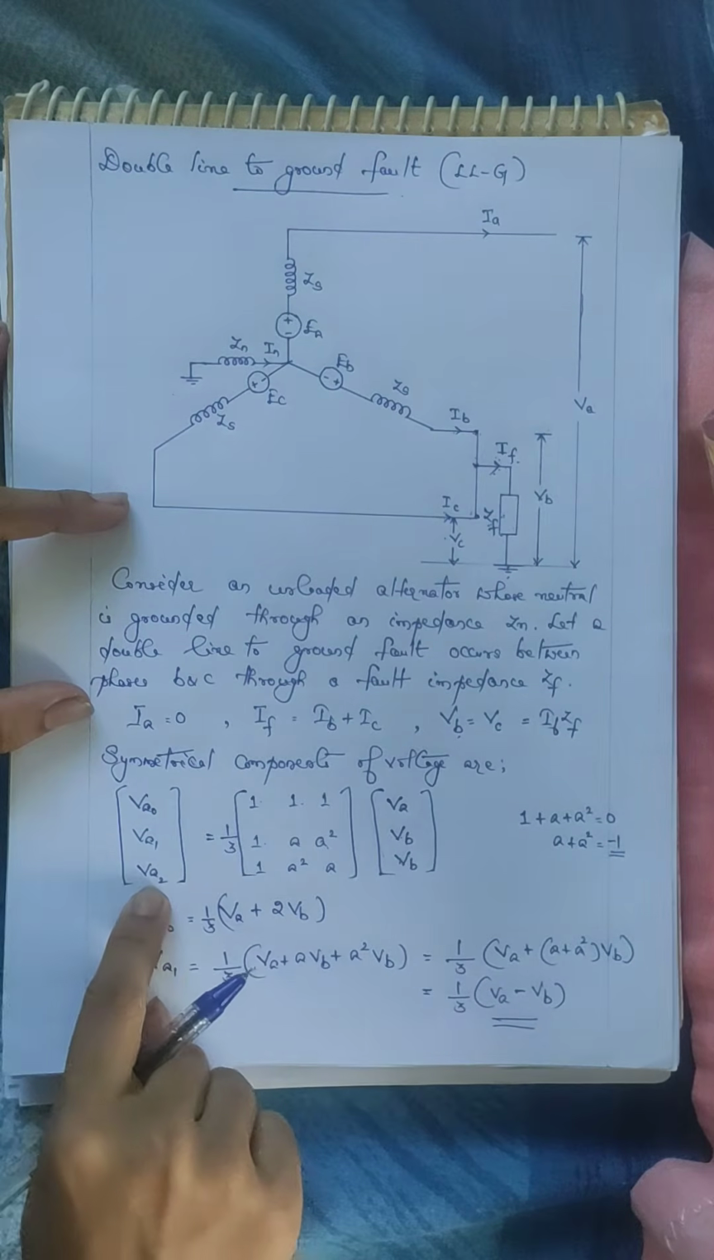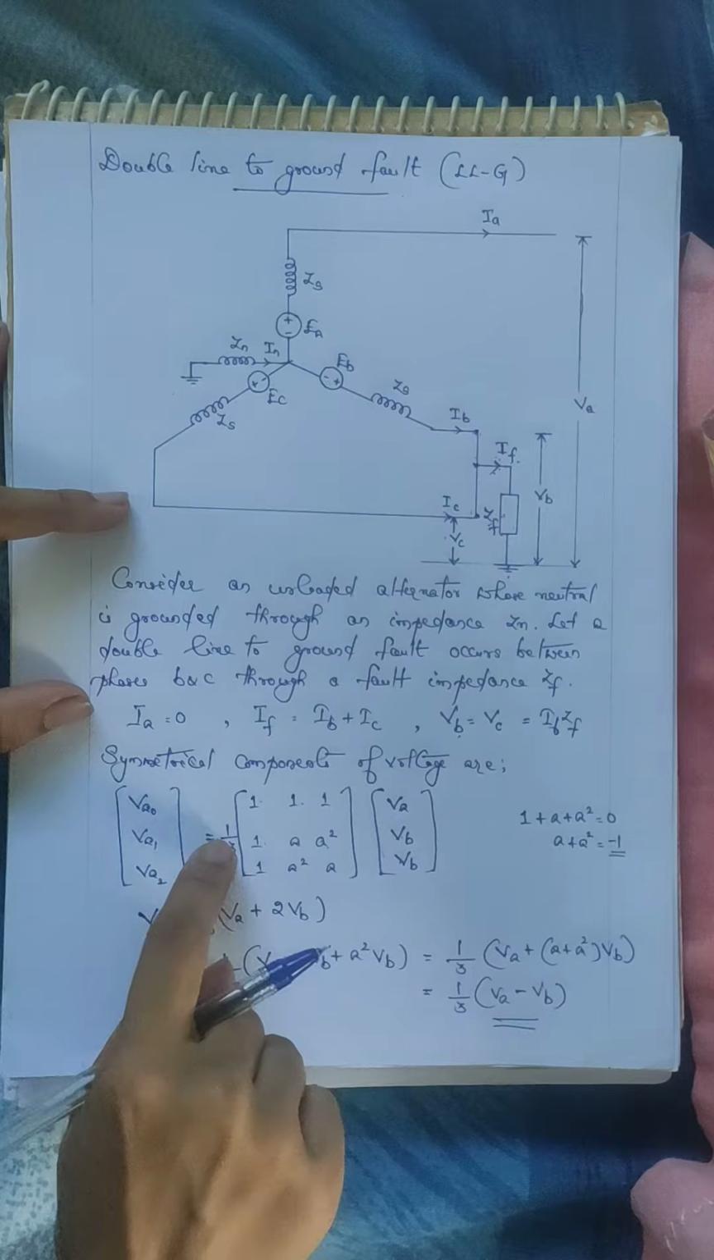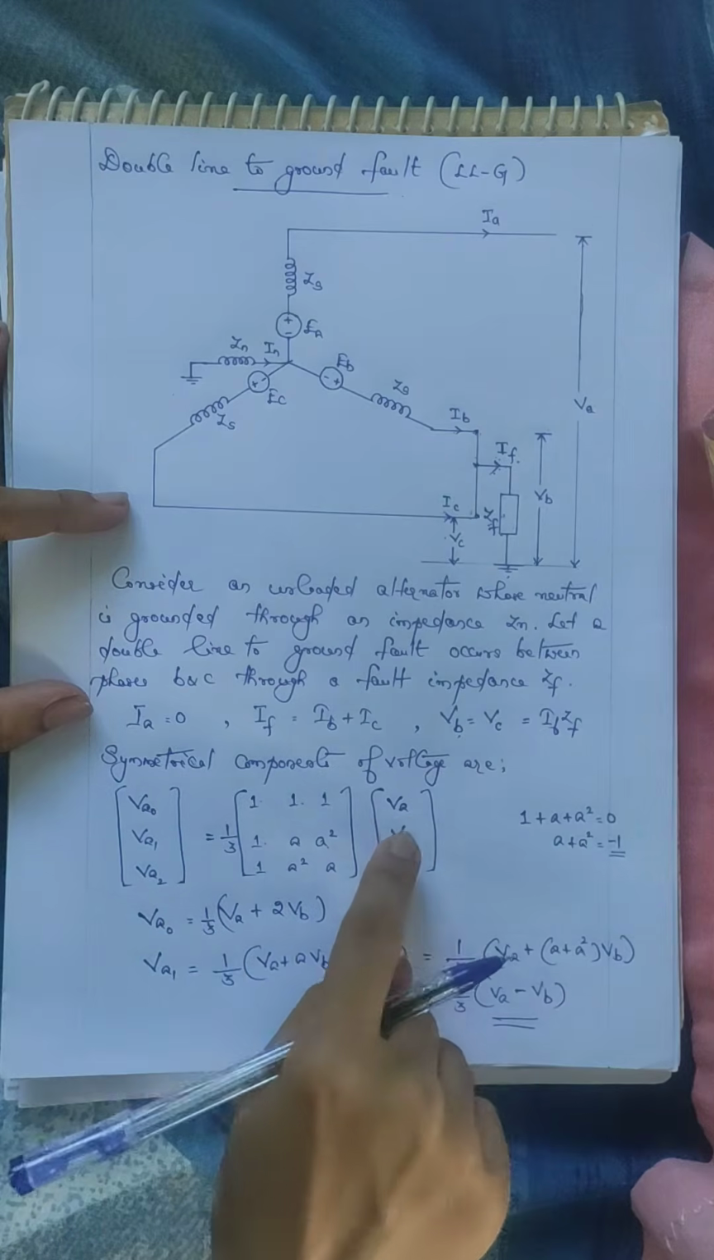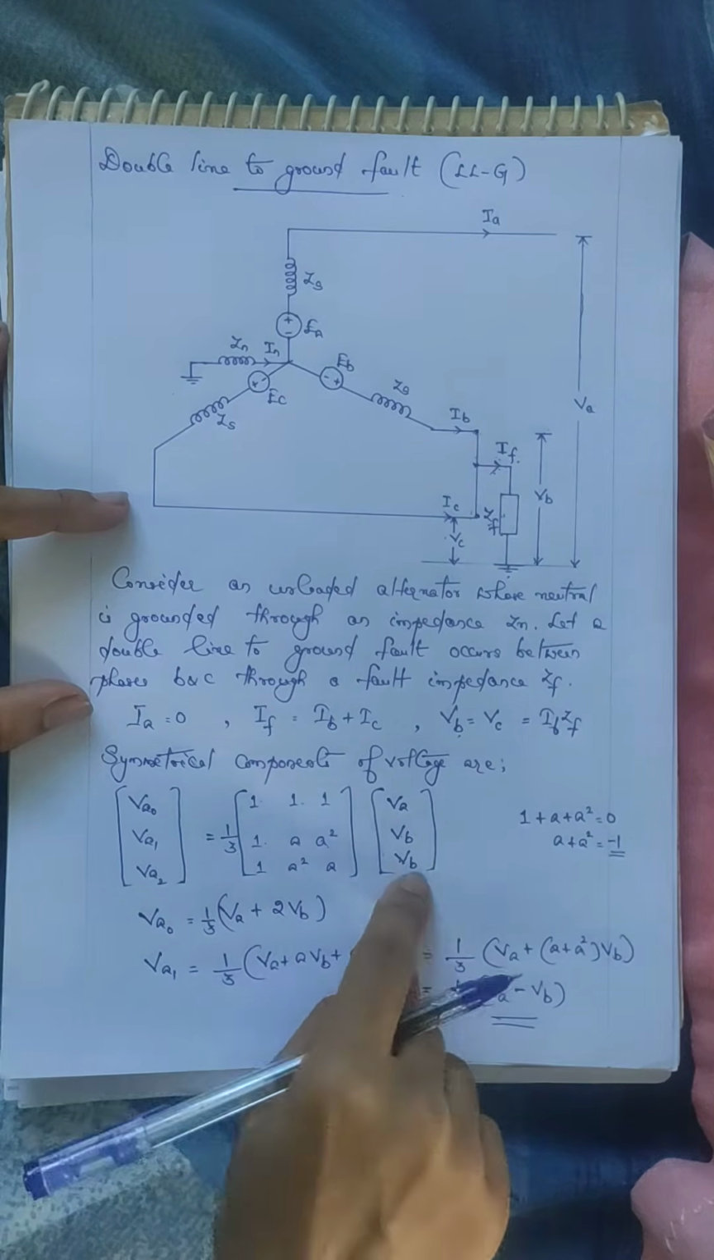Now let us calculate VA2, and VA2 will be equal to 1 by 3 into 1 into VA plus A square into VB plus A into VB.